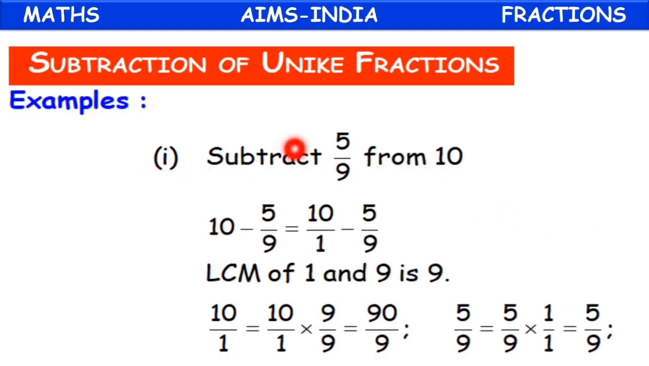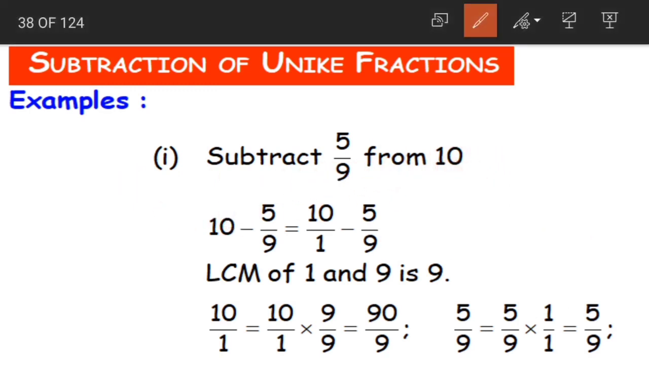Next, coming to subtraction of unlike fractions. Subtract 5 by 9 from 10. Okay, children, now 10 means, always remember, when you are given a number 10, it is nothing but 10 divided by 1. 10 is a whole number which has no denominator, right? So when such a whole number is given, we assume that its denominator is 1.